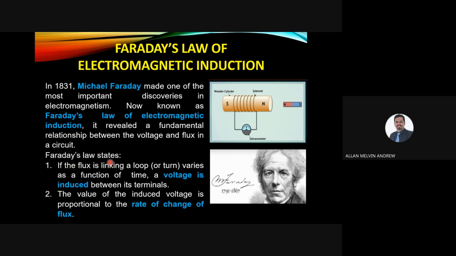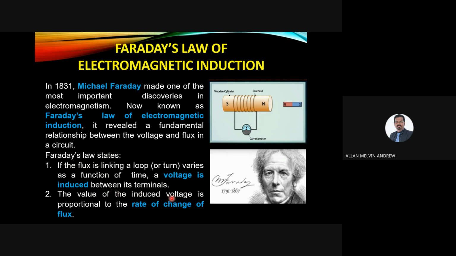Faraday's law states that if a flux linking a loop or turn varies as a function of time, a voltage is induced between its terminals. Meaning, there's a terminal with a coil. If you put a magnet in between, so we cut the magnetic flux, we will see a new voltage induced between its terminals. This voltage can be used to power something. So it's very important.